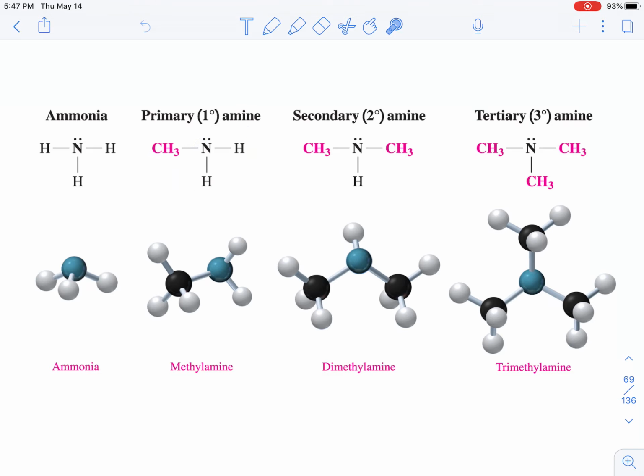For secondary amines, we have 2 R groups and 1 hydrogen. For tertiary amines, all of it will be an R group. And so down below is just a ball and stick model to give us a 3-dimensional view of what these organic structures look like with amine as its functional group.